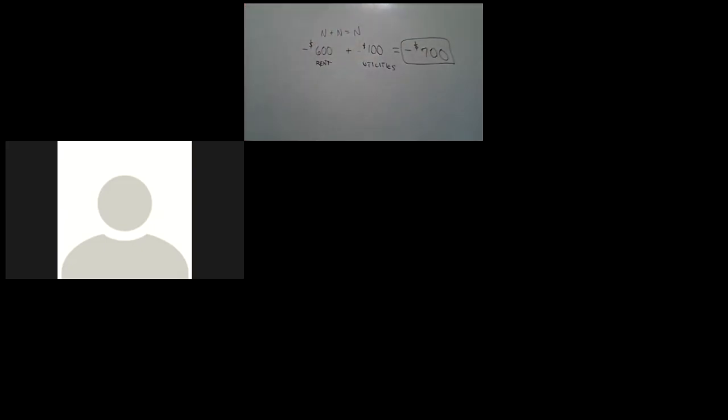Now, you see how easy that was. It was super easy to figure that out. Notice I'm not thinking of that as a negative number and a negative number. I'm thinking of it as, okay, if I spend $600 and I spend $100, how much did I spend? $700.